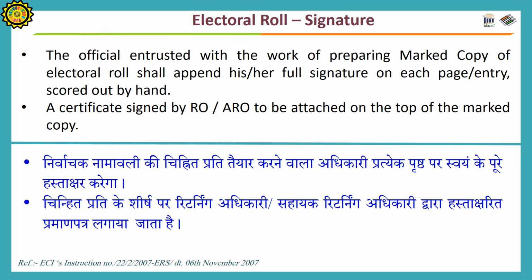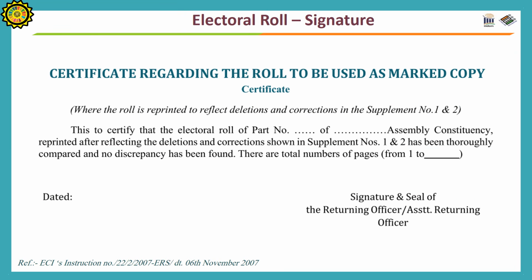Signature on the marked copy of an electoral roll. The official entrusted with the work of preparing marked copy of an electoral roll shall append his or her full signature on each page of the entry scored by hand. A certificate signed by the returning officer or the assistant returning officer is to be attached on the top of the marked copy. The format of the certificate is shown on the screen.